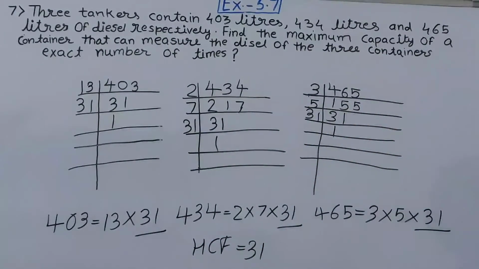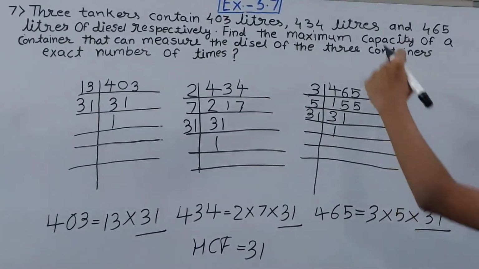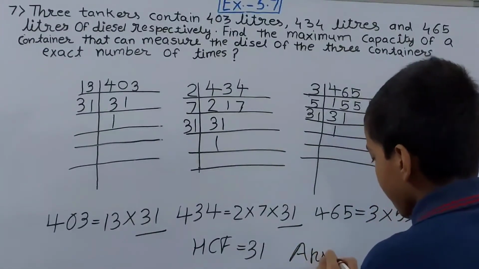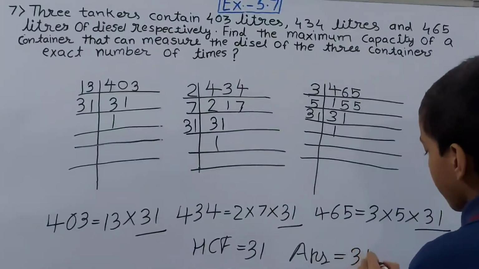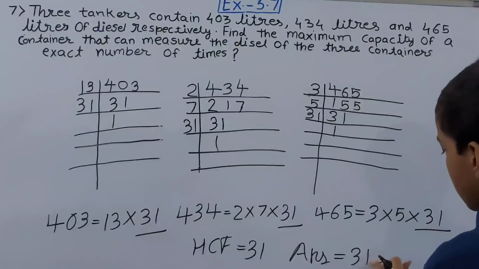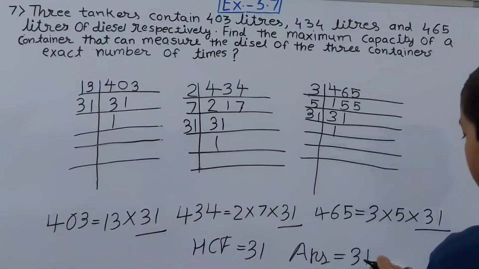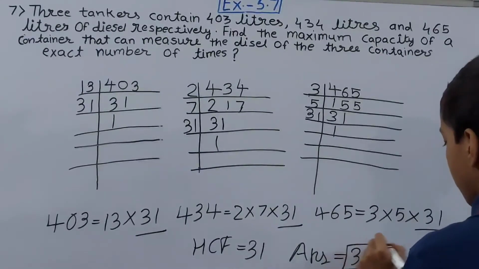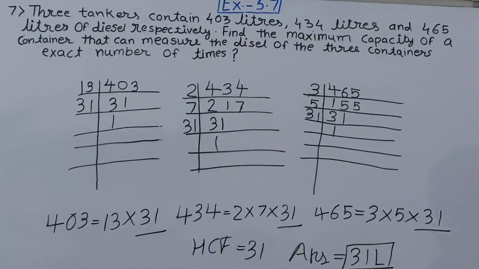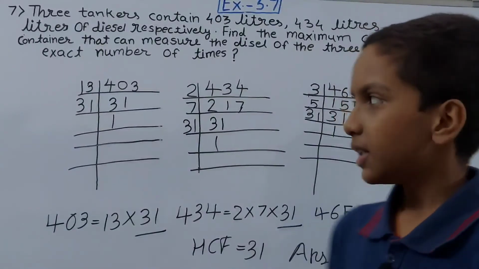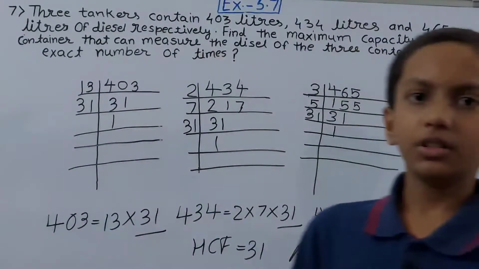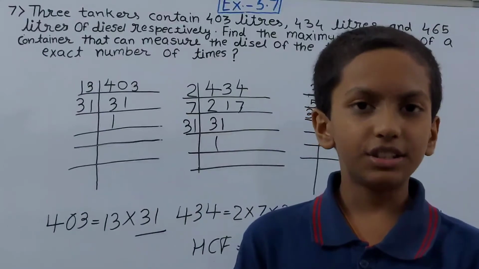31. But friends, always don't forget the units, they are very important. So here we have been given a unit as liters, that means the answer will be 31 liters. This is our final answer, that is you need to make a container of 31 liters that will measure these three quantities an exact number of times. So friends, now let's see the next question.